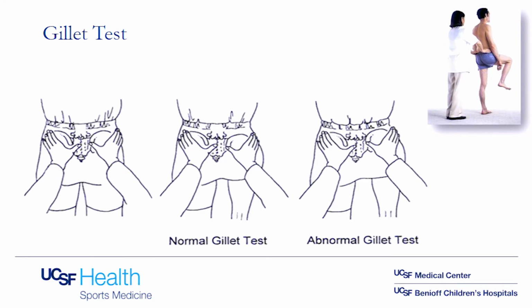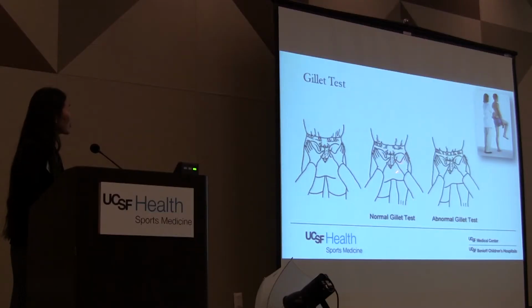Gillet test. This is where the patient is standing. You have your thumbs on the posterior superior iliac spine, and you have them bring their knee up, and you see whether the right side or the left side of the innominate bone is going to move. So one thumb is stable, the right knee goes up, and this is a normal test where your thumb is going to go down. It's abnormal if your thumb stays up, which means you're lacking that rotation in that right pelvis. Okay?